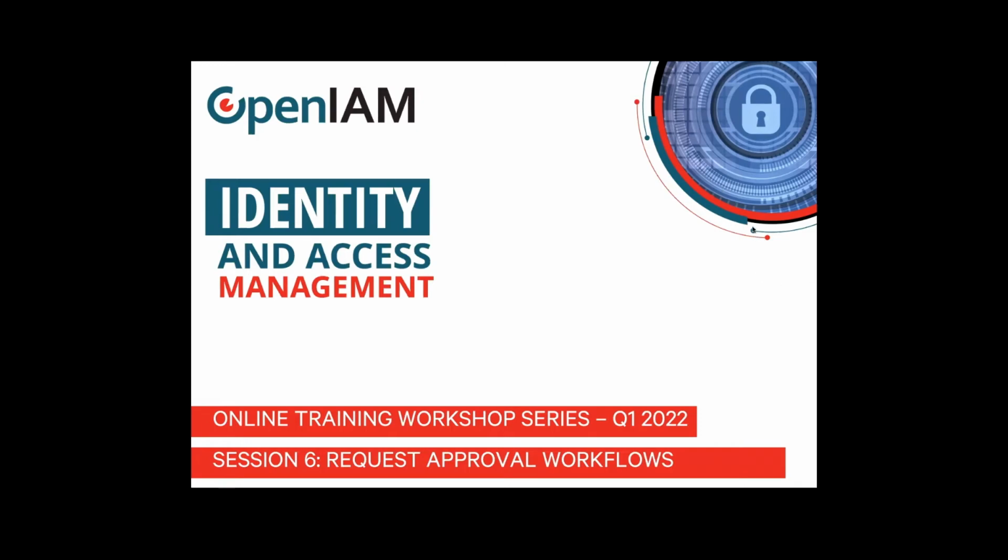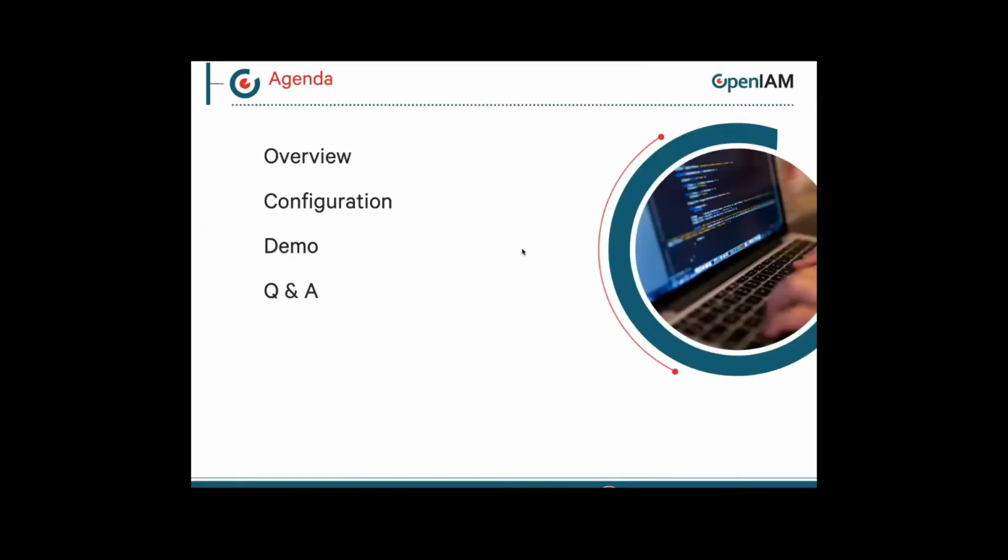Our focus today is going to be to talk about workflows, and in particular, the workflows which are related to the request approval functionality within OpenIAM. So we're going to follow the same format that we always do on these calls. We're going to go over the background to what request approval functionality really is about, how we can configure it, and then we'll be going through the live setup of setting it up.